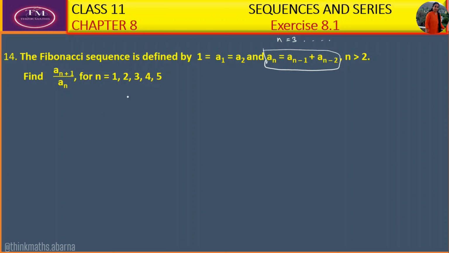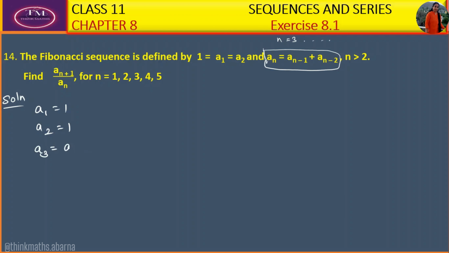Okay. Now, what is given? They gave the first term, which is 1. Second term is also 1. From the third term, that is n greater than 2, we have to find out from this equation. This equation is nothing but Fibonacci sequence, because Fibonacci sequence is nothing but addition of the previous two terms.